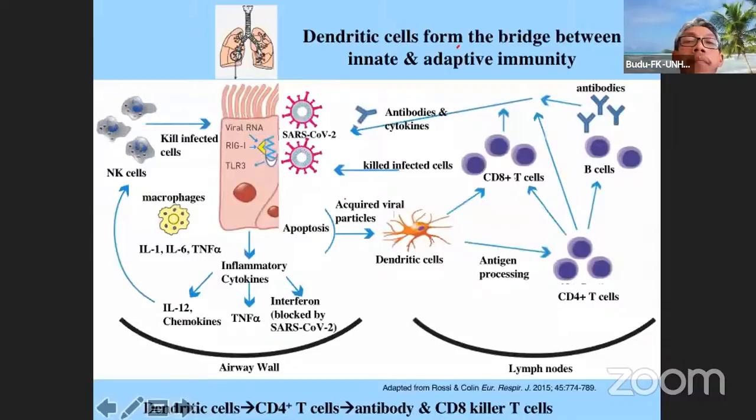So over here I showed you dendritic cells are required to activate CD4 helper T cell. CD4 T cell is important for antibody and CD8 killer T cell production. So without dendritic cell, there is no adaptive immunity. Without CD4 T cell, there is no adaptive immunity. So that's why it takes some time to get antibody. Basically, it's a very complex system before you can get the antibody production.